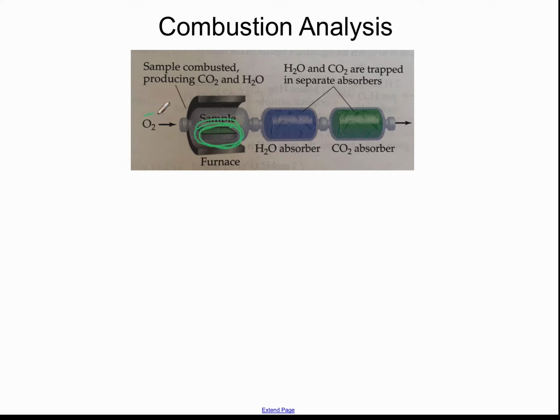And then oxygen is going to go through the furnace, and this compound, usually a hydrocarbon or a hydrocarbon containing oxygen or nitrogen, is going to react with the oxygen. So you've got the O2 reacting with the sample to produce H2O and CO2, and sometimes some other byproducts. But the H2O and the CO2 are the really important parts, because these absorbers here will trap the water and trap the CO2, and they're going to increase in mass.